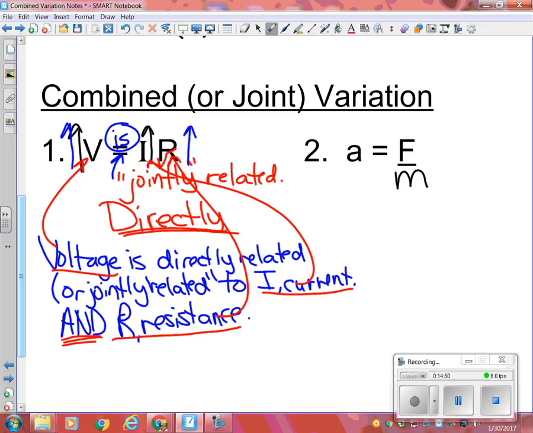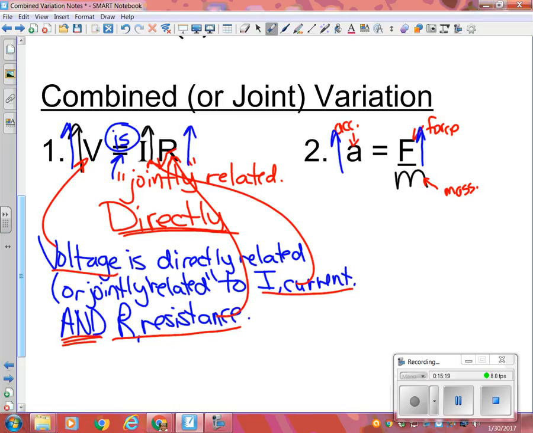A, F, and M, does anybody know what that is? Acceleration. Acceleration is how fast it speeds up. Force is how much you push or pull on it. And the mass is how much actual matter is contained in the body or the object. So, now I want you to imagine hiding M. Don't look at M. Just look at A and F. How are those two related?